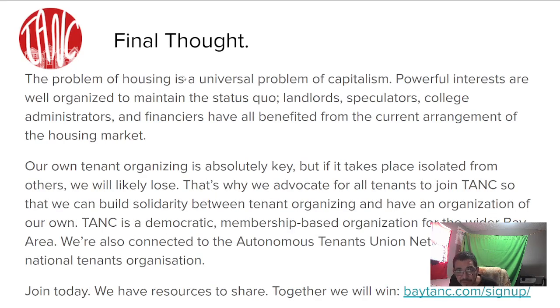Final thought: the problem of housing is a universal problem of capitalism. Powerful interests are well organized to maintain the status quo. Landlords, speculators, college administrators, and financiers have all benefited from the current arrangement of the housing market. Our own tenant organizing is absolutely key, but if it takes place isolated from others, we will likely lose. That's why we advocate for all tenants to join. You could join them or you could join us so that we can build solidarity between tenant organizing and have an organization of our own.